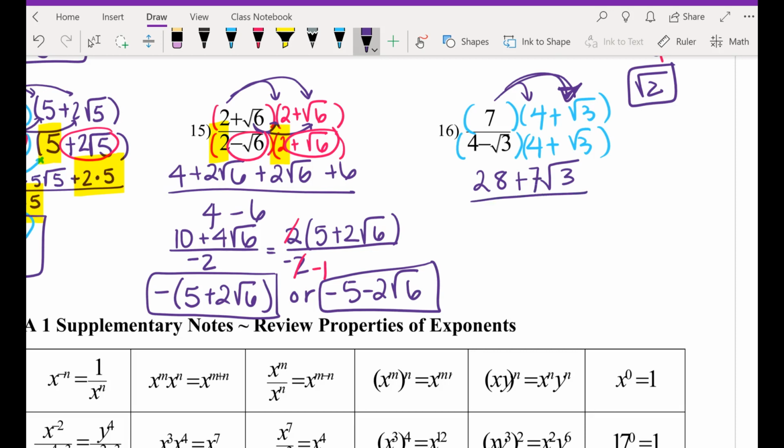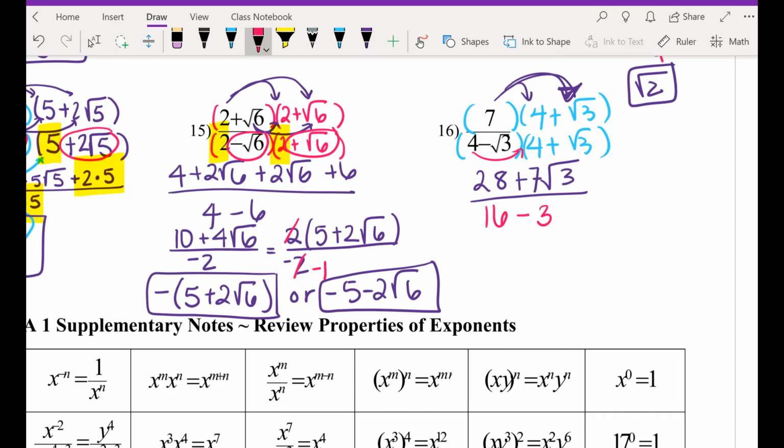On the bottom. Here we go. On the bottom, Brendan C., what should you have on the bottom when you multiply those two conjugates? 13. Tell me, how'd you get it? What's 4 times 4? That would be 16. Good. And then minus what? 3.